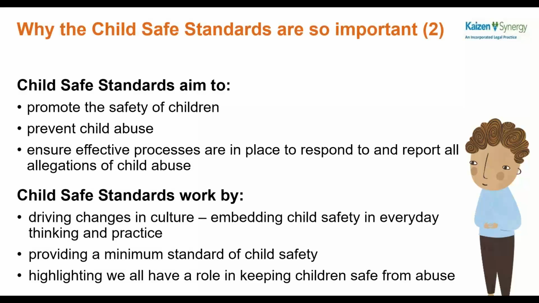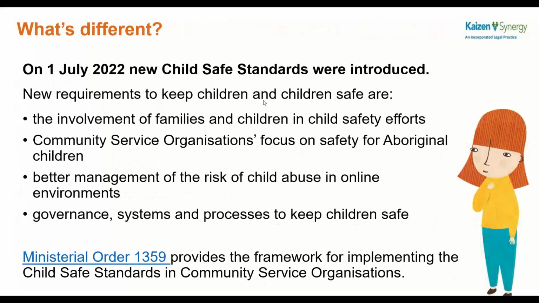So what do the Child Safe Standards aim to do? Their aim is to promote the safety of children, prevent child abuse, and ensure effective processes are in place to respond to and report all allegations of child abuse. This is done by driving changes in culture and providing a minimum standard of child safety. We will cover how this is done within your agency through policies, procedures and processes, and also incident reporting, to manage this and prevent repetitive issues occurring.